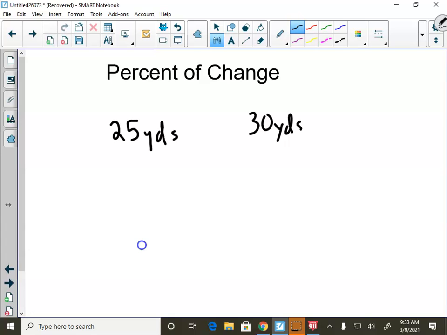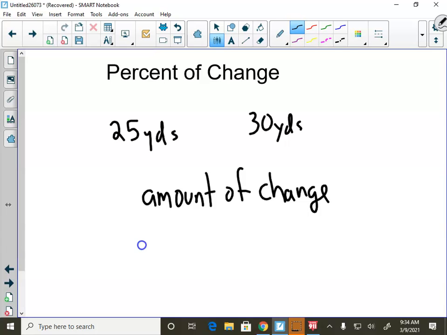So what we do in order to find a percent of change is we have to first find the amount of change. So to find the amount of change, we have to subtract the original number and the new number. Now, again, when we're talking about percent of change, that percent's always going to end up being a positive number. It can either be a percent increase, which means it got more, or it could be a percent decrease, in which case it got less.